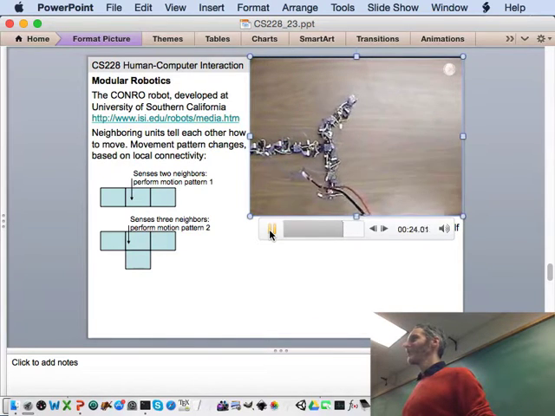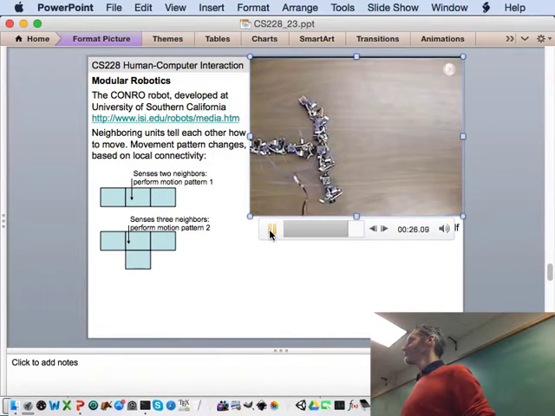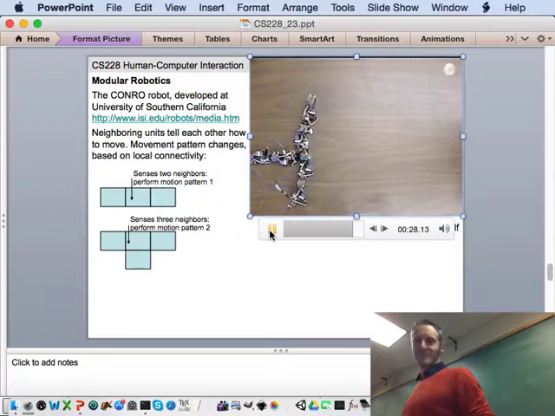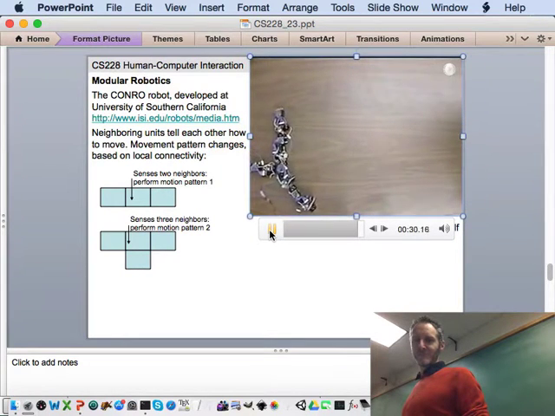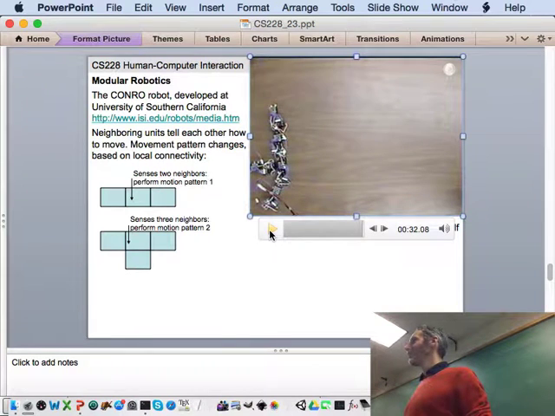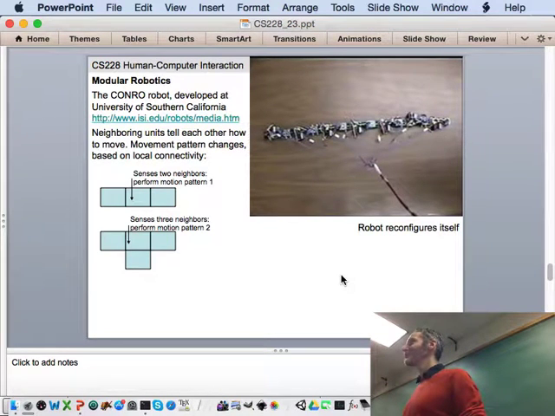Not the most sophisticated robot you've ever seen, I guess. Which is scarier, Jibo or Conroe? Jibo's still scarier? Okay, all right. Usually the vote's a little bit split.